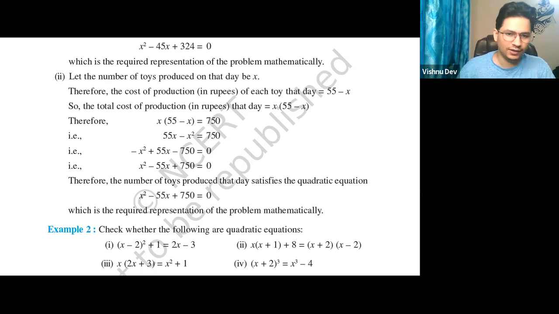Keep quiet and message. You just have to message one, yes or no. One is quadratic, yes or no. Just message yes or no. Okay. Everyone message. 10 messages I got till now.